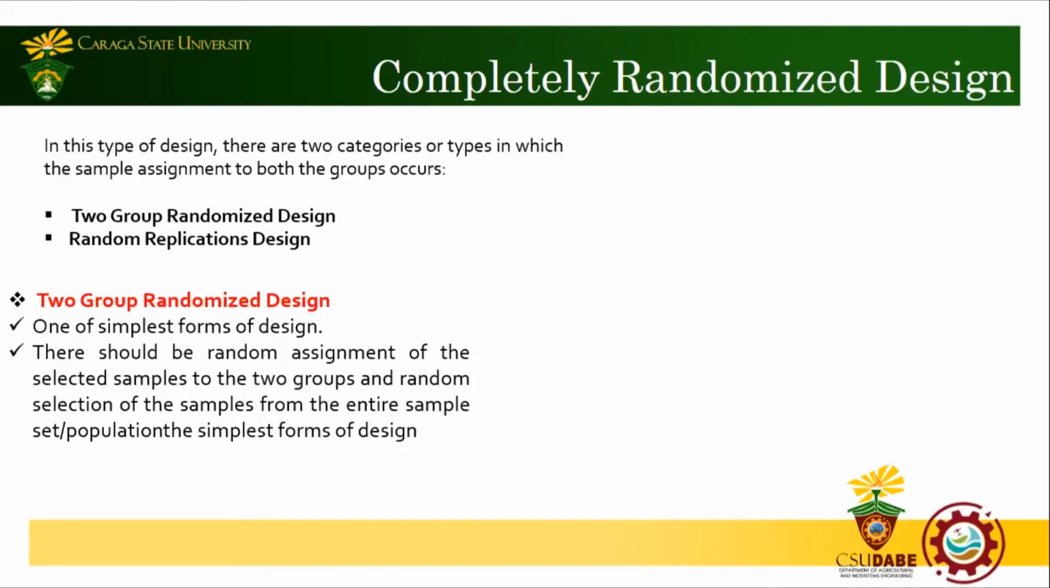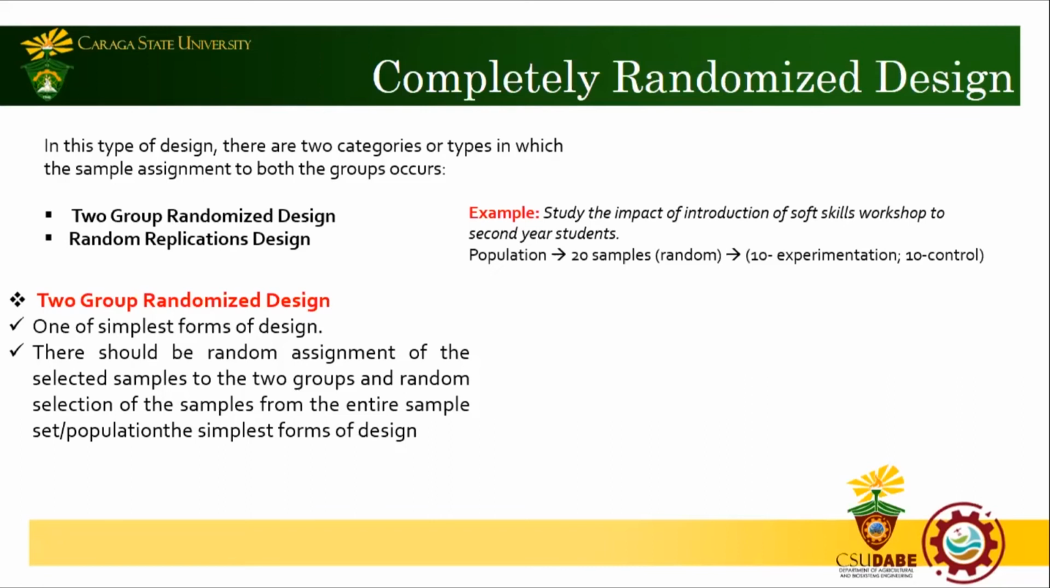Okay? Then randomization. This is just a recap. I know it should be taught in engineering data analysis how to do the randomization. We have two-group randomization and random replication, just these two. From the term random, you randomize and group into two. So that's your design. The other one, for example, is the study of the impact of introduction of soft skills.